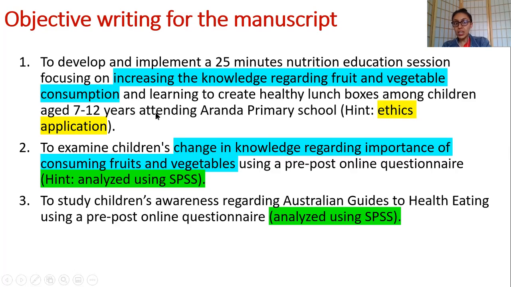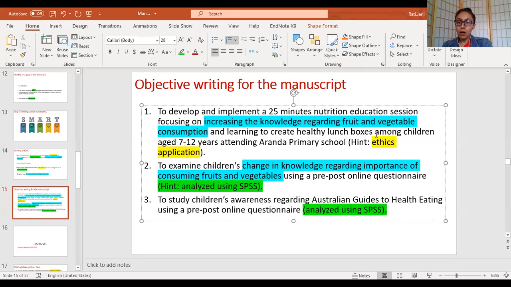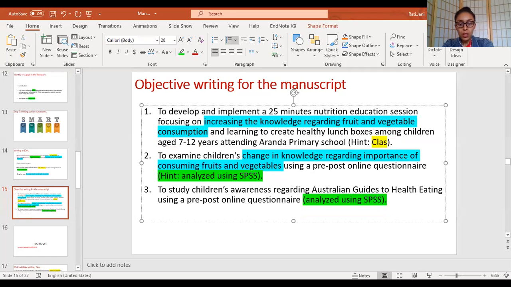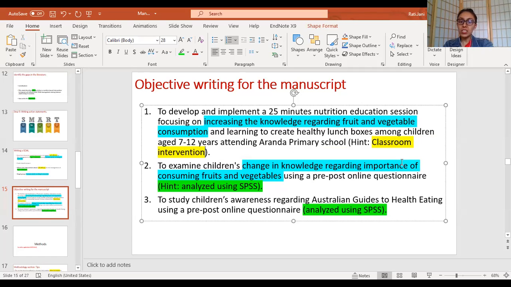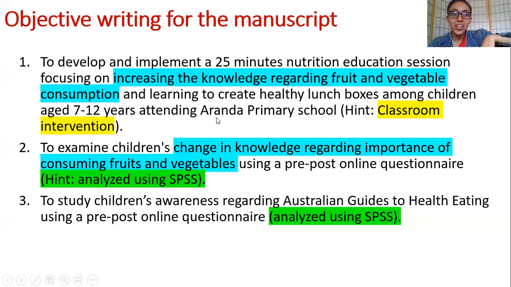So as a hint over here, I have written ethics application, meaning it should not be ethics application, it should ideally be, say, the intervention done in the classroom. So I'll just write for you, classroom intervention, because this is well captured. This will be a better hint. Ethics application is quite an indirect hint. I think classroom is better, so you exactly know, oh yes, this is what I had done in the classroom, and that's why this is one of my objectives which I have to write.